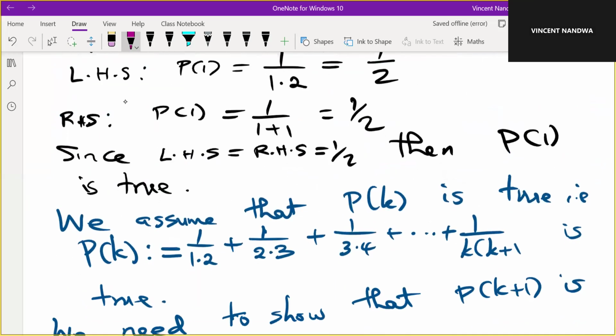But you are right. So this is the same as k over k plus 1, the final answer for p of k. Okay? Yeah, we needed to add that one.